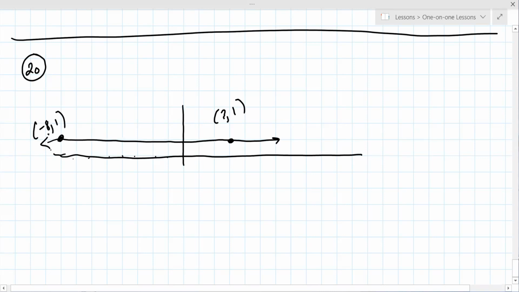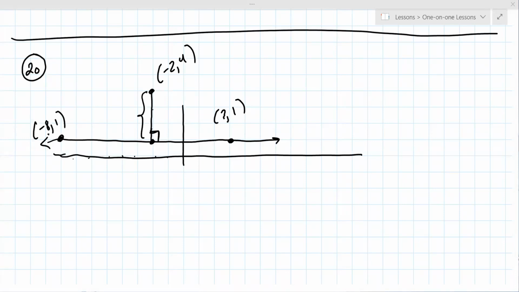The point that we care about is -2, 4. What is the distance between these? Well, it's right here. It's this perfectly perpendicular place. So that distance is 3.